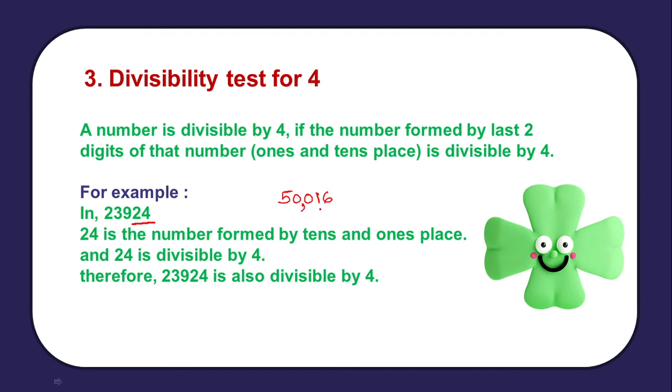16. Now we are interested in the last two digits. So the last two digits are 16, and everyone knows that 4 fours are 16. Okay, so what we can say is 50,016 is divisible by 4. So for the divisibility test for 4, you need to check the last two digits of the given number.